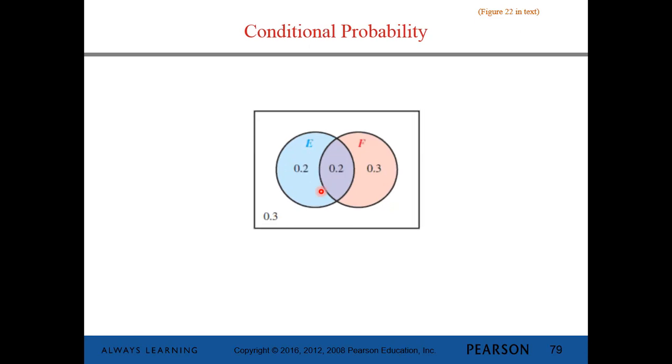Now, what if I want the probability of E given F? Okay, so now, remember, I'm only interested in F. So remember the formula. It's the probability of both E and F divided by the probability of F. Well, what's the probability of F? 0.5. What's the probability of E and F? 0.2. So the probability of E, given that F has occurred, is 0.2 divided by 0.5, which is what? 0.4.